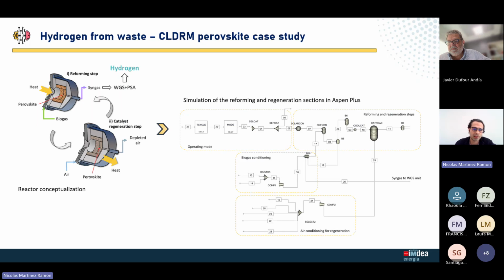So on the left, you can see the reactor concept that we were using. It's a chemical looping, so it has two operating modes, basically the reforming and the regeneration one, which were then translated into an Aspen Plus simulation, which you can see on the right. And there we have 4 main sections: the biogas conditioning, the air conditioning for the regeneration, and then the reforming and catalyst reaction. The operating mode is basically an Excel subroutine that allows us to specifically select the behavior that we want to reflect on the reactor, which comes directly from the results obtained by the laboratory experts in the thermochemical processes unit.